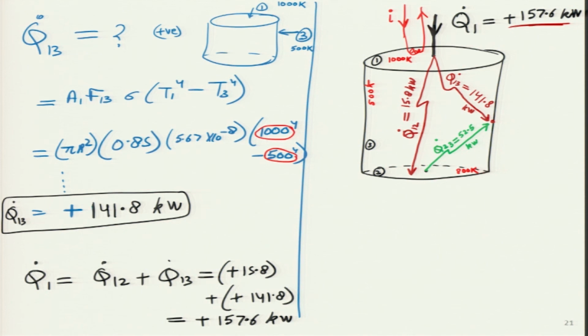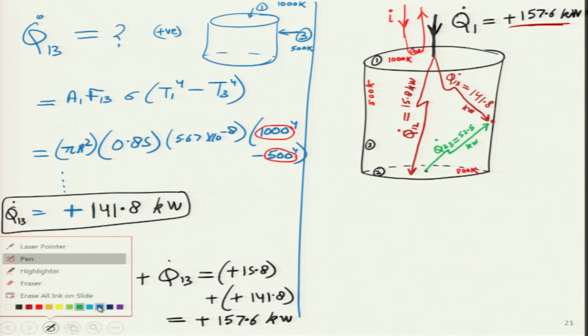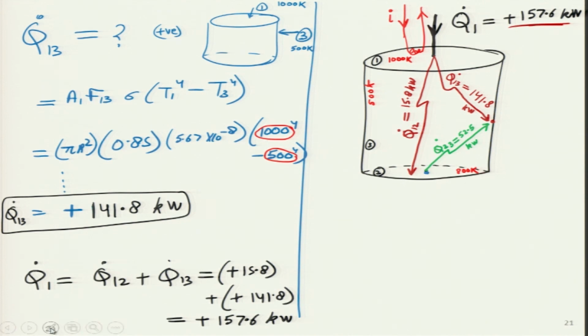Now we can do an energy balance for surface 2 also, because, as I am claiming to the student, we now know all the values, which means even for surface 2 we have figured out Q dot. How? Maybe I will do it in a small portion over here. Q dot 2 is simply Q dot 21 plus Q dot 23.